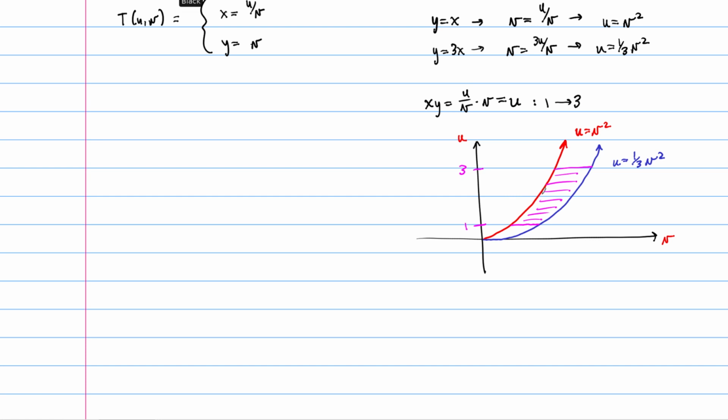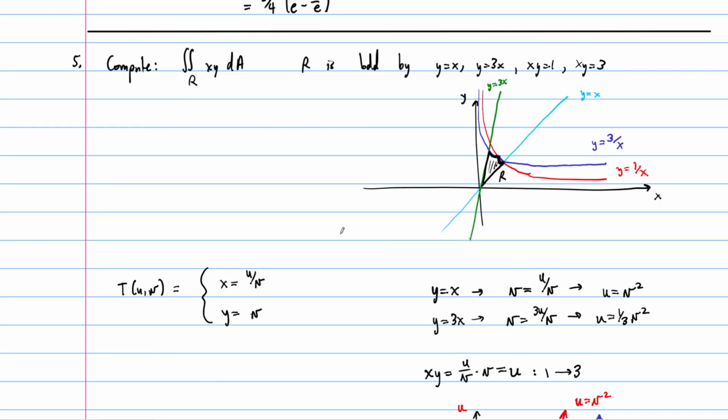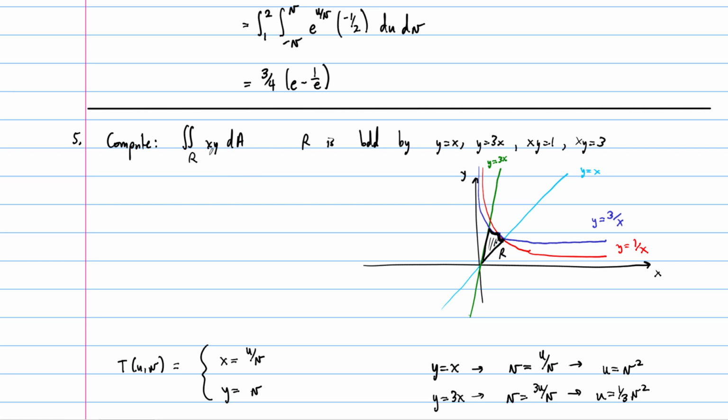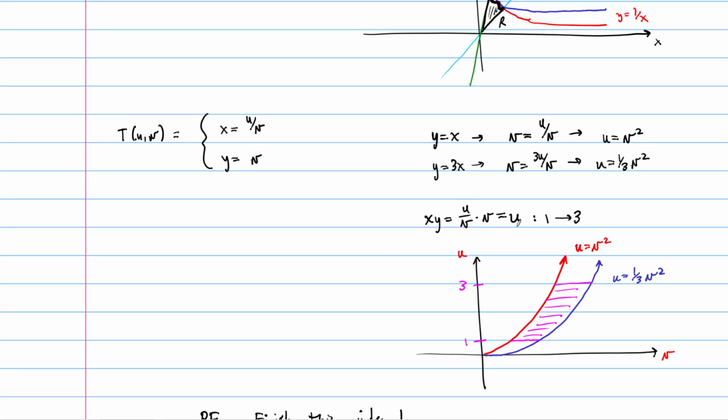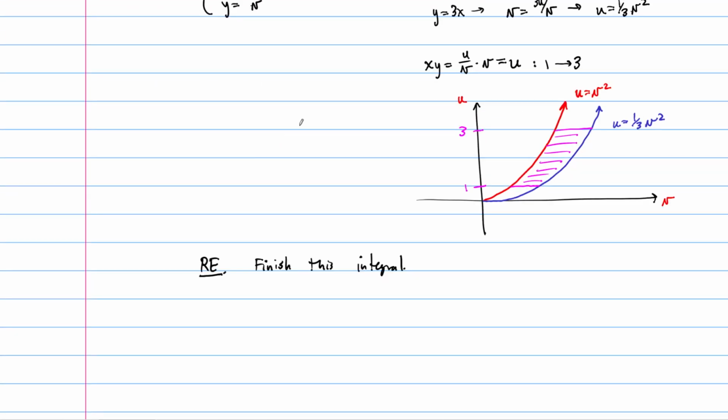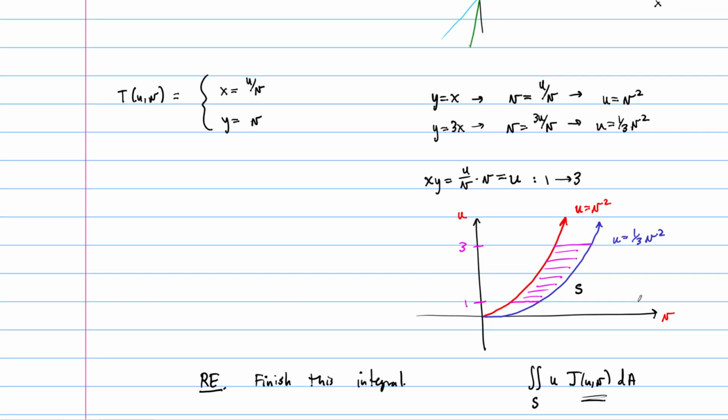But basically, I just wanted to write down this transformation, and I want you guys to finish this one. So as a recommended exercise, please finish this integral. All right, by the way, x times y was our integrand as well, so our integrand is just going to be u as well. So this becomes the integral here. This is our new S, right? So the integral that we want to compute is the integral over S of u times the Jacobian J of (u,v) times dA. So compute the Jacobian and go from there.